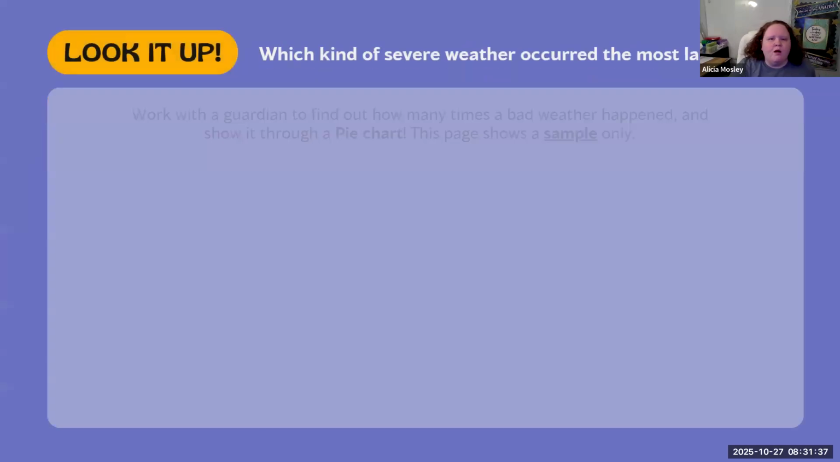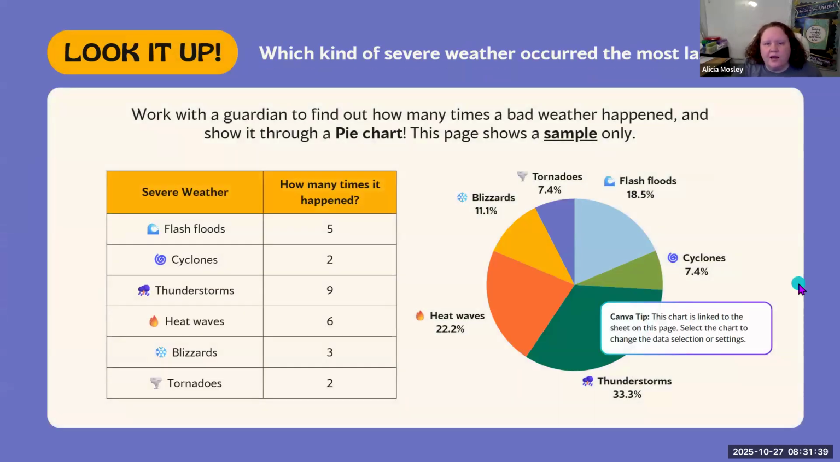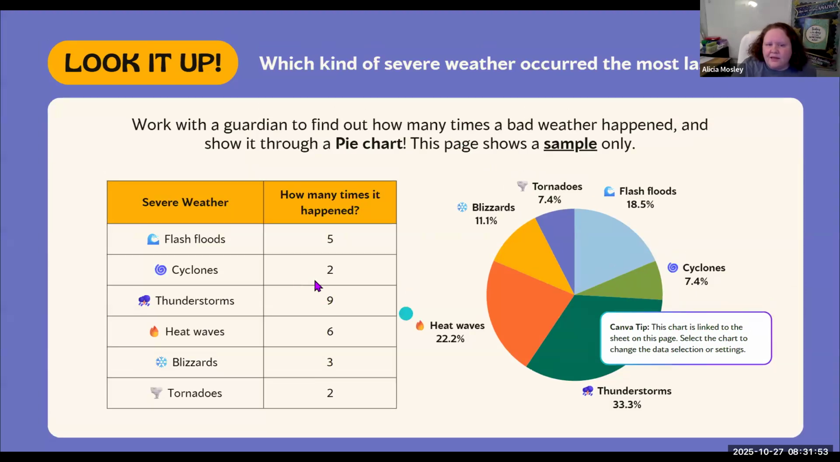Okay? So as a class, we're going to do this together as a whole group one day, and we're going to talk about what kind of severe weather happened the most last year. Okay, so this is a sample only. They said that a flash flood happened 5 times. Cyclones happened twice. Thunderstorms were 9. Heat waves were 6. Blizzards were 3. And tornadoes were 2. Okay, and then this is a little pie chart about each of those.